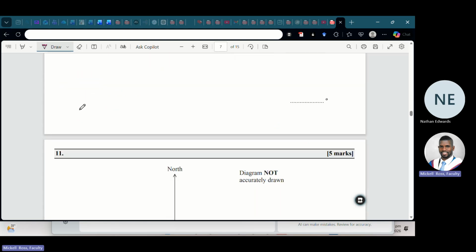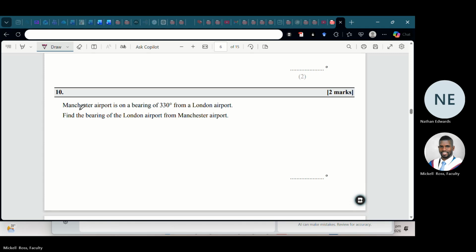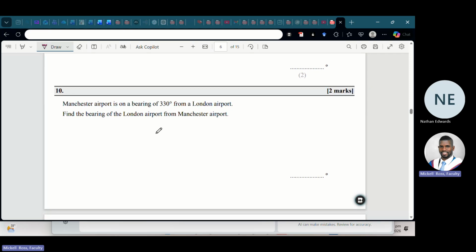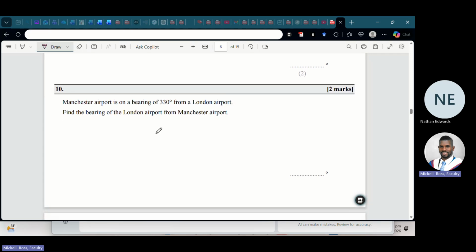All right, let's continue. All right, this is back bearing. Manchester Airport is on a bearing of 330 from London Airport. Find the bearing of London Airport from Manchester Airport. So again, in this case, because the first bearing is greater than 180, you have to subtract 180. So this bearing is going to be equal to 150. All right, so that's the bearing. Because it is greater than 180, you have to subtract 180.